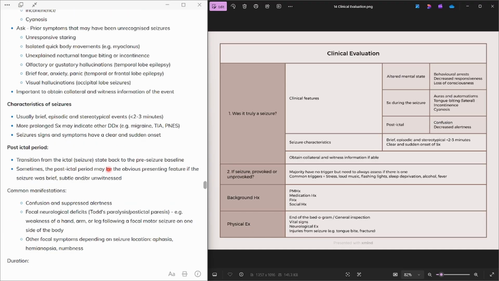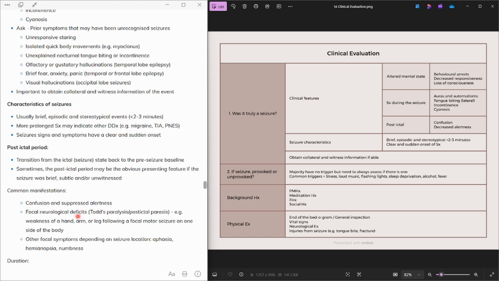It is important to also ask them about the post-ictal period, because there is a transition from the ictal seizure state back to the pre-seizure baseline, and this is the post-ictal phase. And sometimes the post-ictal period may be the obvious presenting feature if the seizure was brief, subtle, or unwitnessed. Common manifestations of post-ictal periods will be confusion and suppressed alertness.